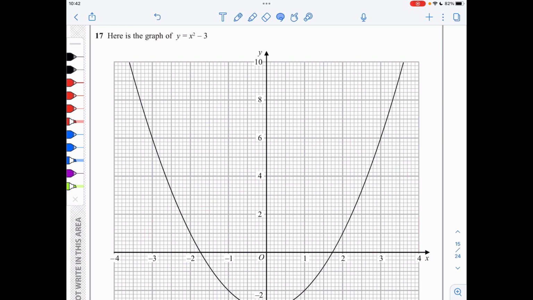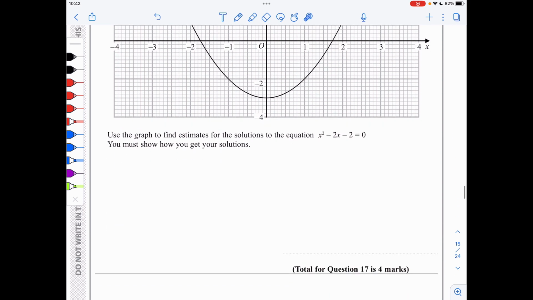In 17, we've got the graph of y equals x squared minus 3, and we have to use this to find estimates to the solutions of the equation x squared minus 2x minus 2 equals 0. So somehow I need to make use of the given graph. I start with x squared minus 2x minus 2 equals 0. And we want to end up with the left-hand side being exactly what we have drawn, so x squared minus 3.